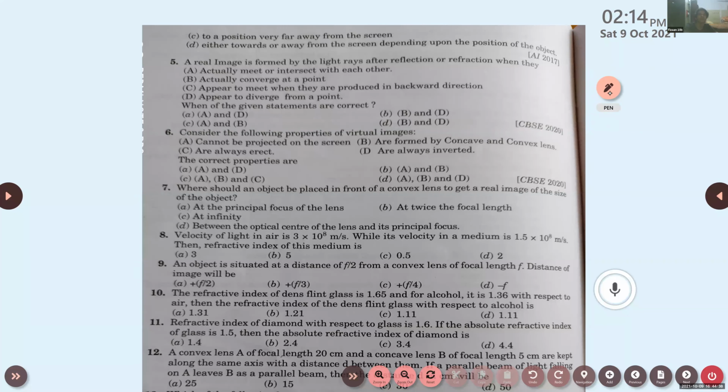Any guess? Ma'am, the first one is not correct. Not intersect. The first one is correct. Rays must actually meet or intersect with each other. If and only if the rays of light after refraction or reflection meet or intersect with each other, then only we get an image. But we need to get a real image.